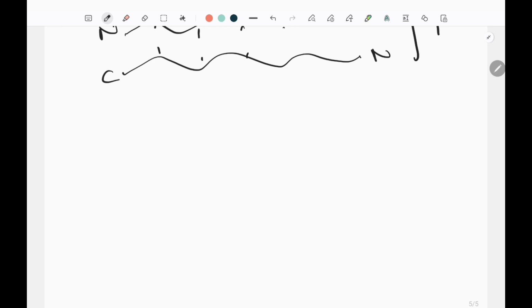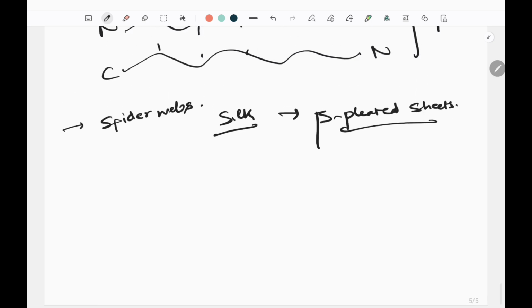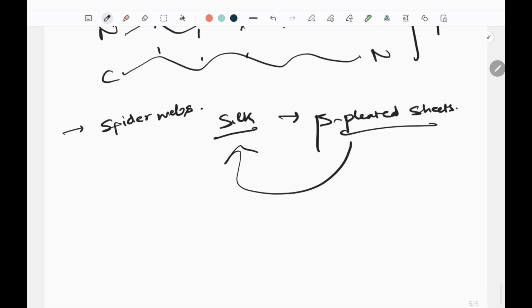And these sort of beta sheets are usually found in spider webs. Okay, spider webs. And the silk is also made of beta pleated sheets. So basically, the beta sheet actually forms the silk.